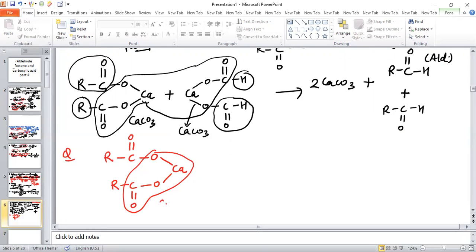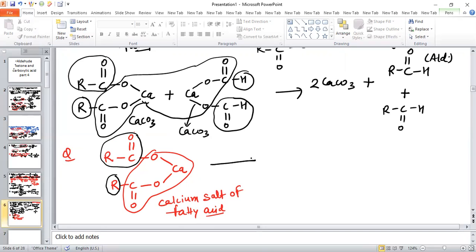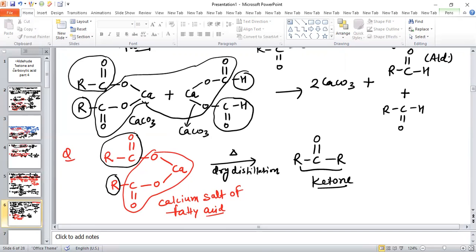This is also a calcium salt of fatty acid, as we have already discussed. So this RCO group gets attached with R, and on heating, this is basically the dry distillation method, it will form R, C double bond O and R. So ketone is obtained as a product.